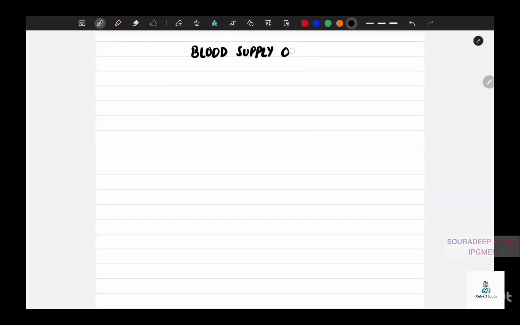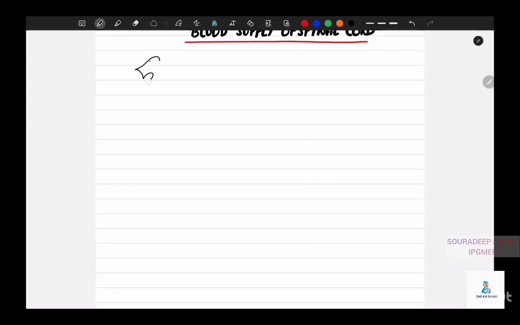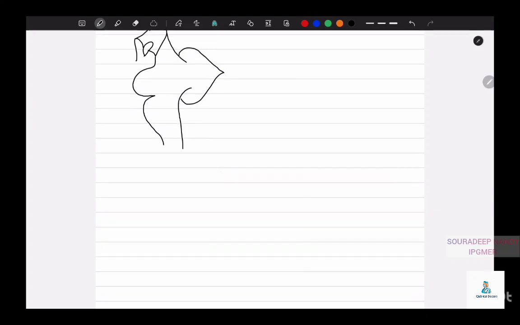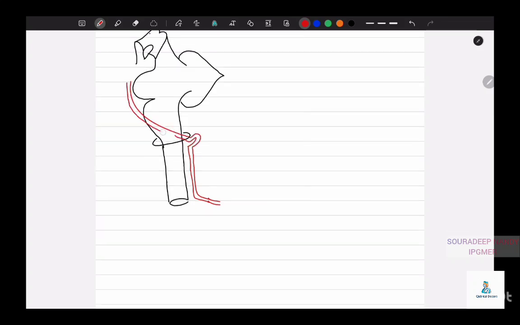Now let us discuss the blood supply of the spinal cord. The spinal cord receives its blood supply from the vertebral artery which arises from the first part of the subclavian artery. Here I am drawing the brainstem structure, and here is the spinal cord, here is the foramen magnum. Now here is the vertebral artery, its first part, second part, here is the third part, finally the fourth part or the intracranial part of the vertebral artery. The vertebral arteries of both sides join to form the basilar artery in front of the pons. Here I am drawing the parts of the vertebral artery.